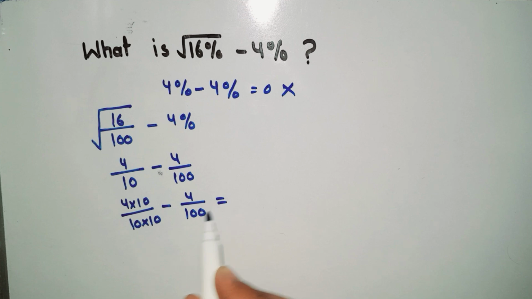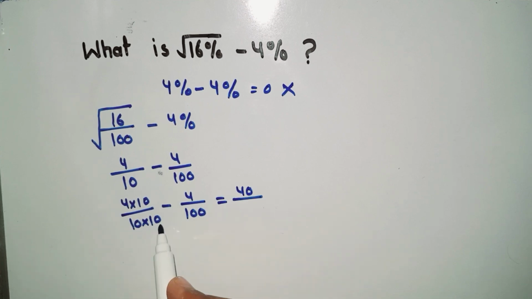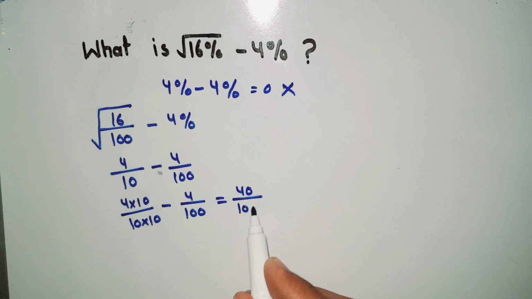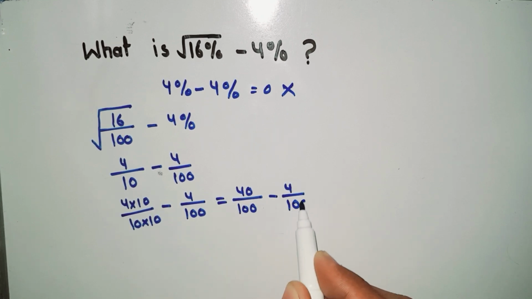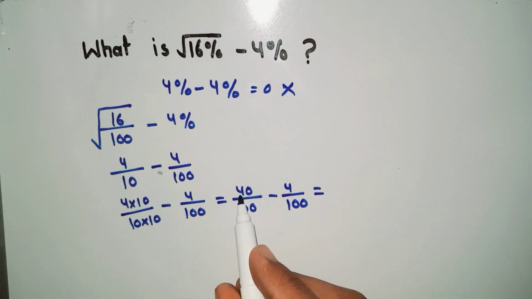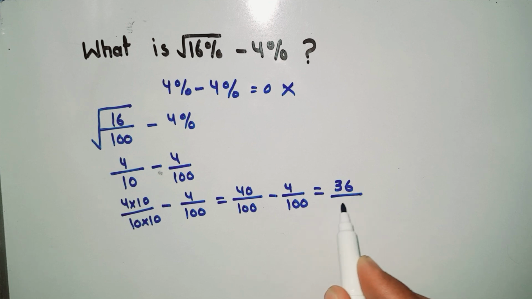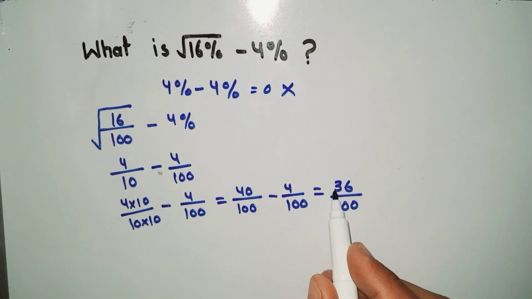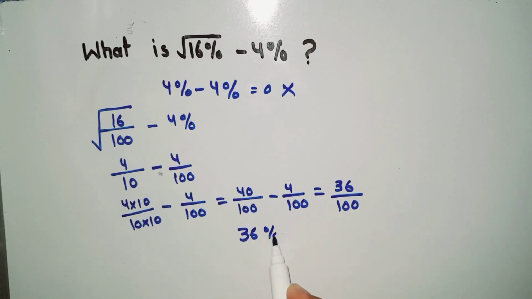So now it is equal to 4 multiplied by 10 is equal to 40 upon 10 multiplied by 10 is equal to 100, minus 4 upon 100. So it is equal to 40 minus 4 is equal to 36 upon 100. So now 36 upon 100 means 36 percent. So 36% is our answer.